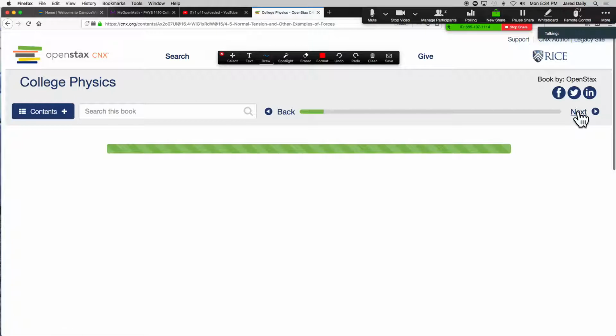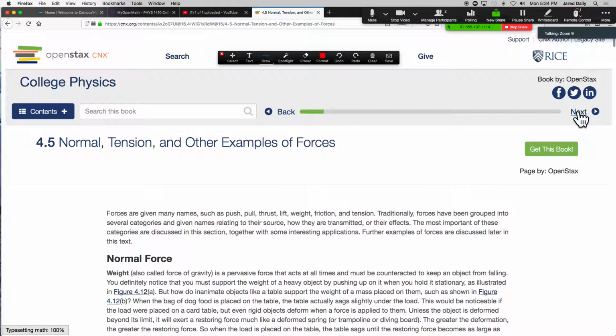So that's Newton's third law. Now we have all 3 of Newton's laws. We have Newton's first law. First law says that things keep doing what they're already doing.